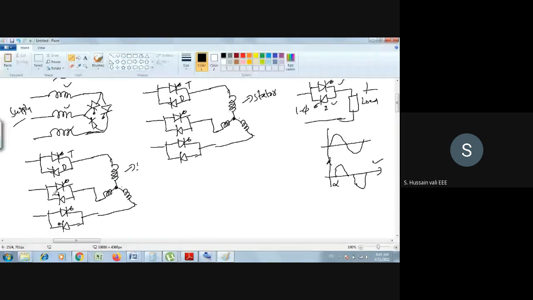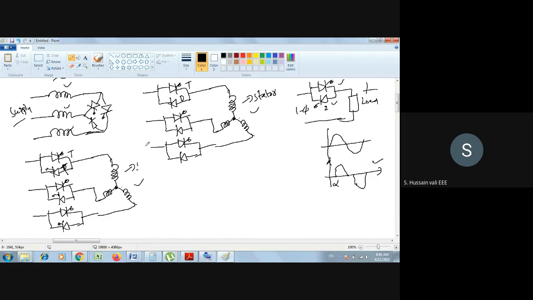So what is the difference between this picture and this picture? The difference is that here you have one thyristor and one diode in anti-parallel. Here you have both thyristors in anti-parallel. So that is the difference between these two pictures. This is also another type. We are just going through several types of AC voltage controller. Nothing else is there here.